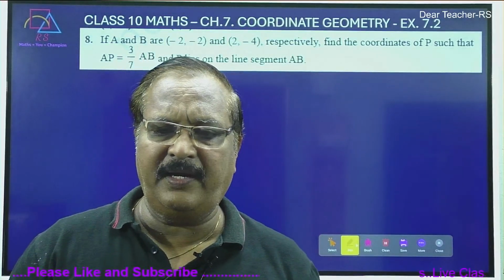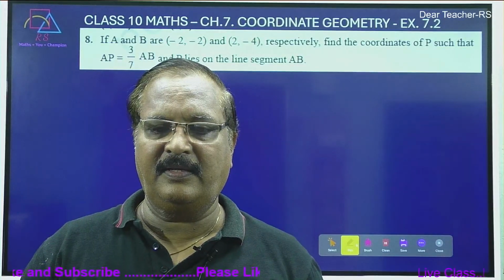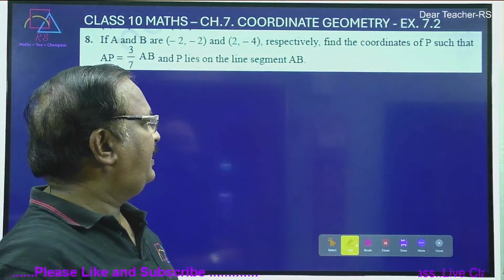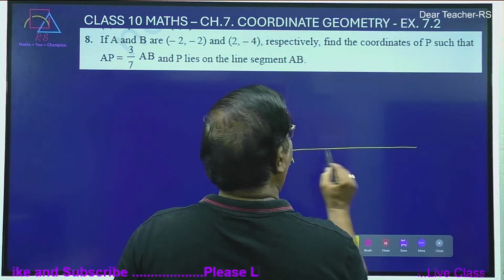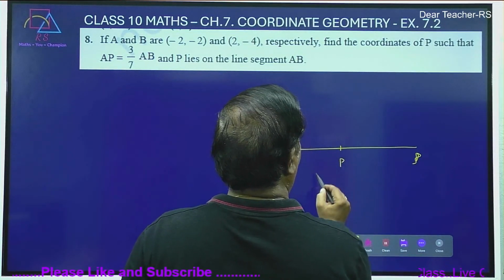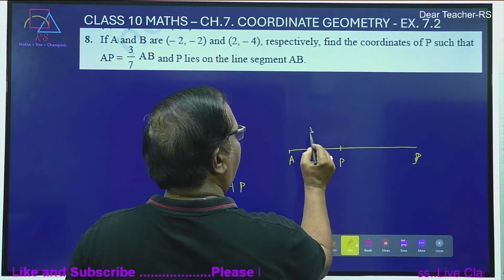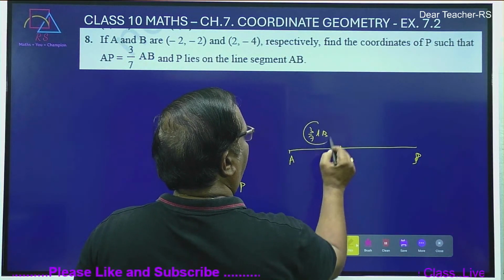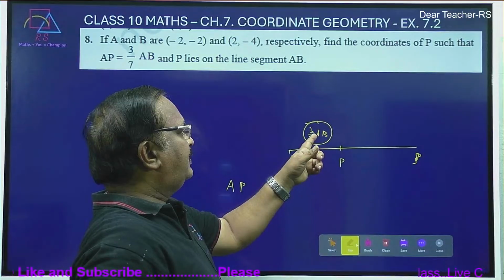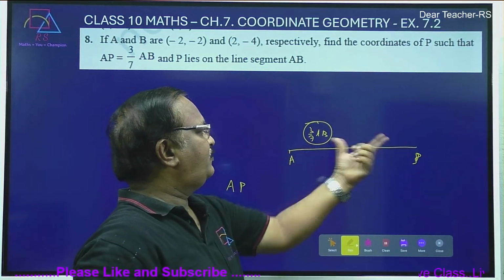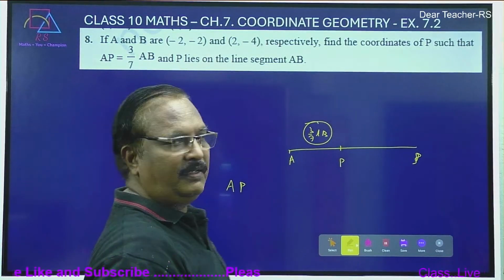Can you elaborate how you could directly write 3:4? Yes, I will teach you again. This is AB and this is P. So AP is 3 out of 7 of AB. This is A. That means 3/7 into AB. So this is 3 and this is 4, total 7.